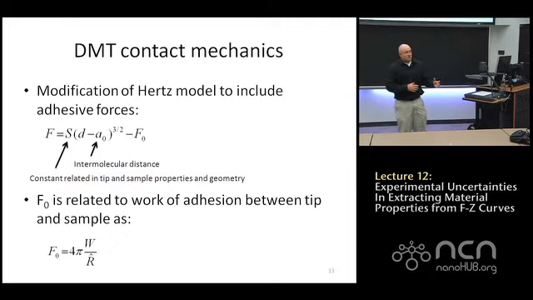And there's another person, Maugis, who did the area between JKR and DMT and showed it was a kind of linear variation of a parameter. So really, they're just opposite extremes of the situation. It depends on your sample as to which is more appropriate. But I will say it's far more convenient to work with DMT because it's actually simpler than JKR in terms of doing the type of analysis I'm going to do.